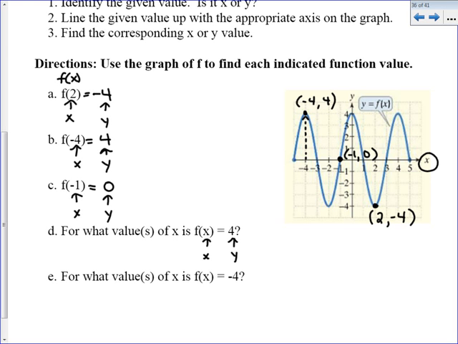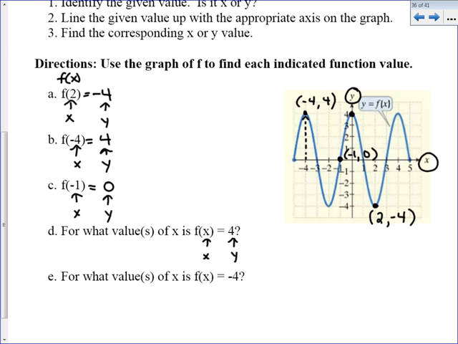So we've got to switch axes now. So last time we went left and right, found our number. Now we've got to go to our y-axis, and I want to find all values of x which have a y value of positive 4. So who can give me a point that has a y value of positive 4? What's the x value there? So my y-axis, positive 4.